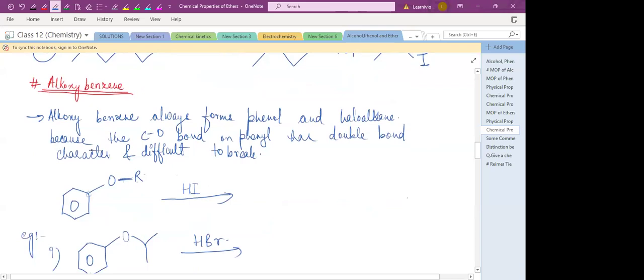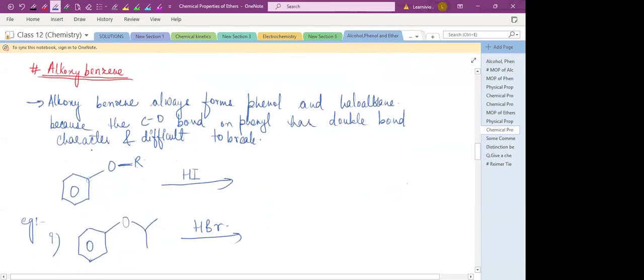Okay, alkoxybenzene. Whenever the word benzene comes in the ether, be careful while cleaving the bond. This bond will not cleave, so obviously it will break from here. You know very well the reason why this bond will not cleave. Alkoxybenzene always forms phenol and haloalkane, because the C-O bond on the phenyl has double bond character and is very difficult to break. So you are not supposed to break this bond.